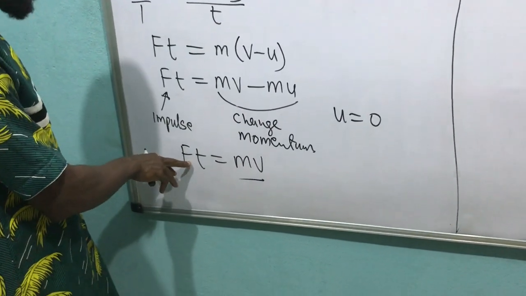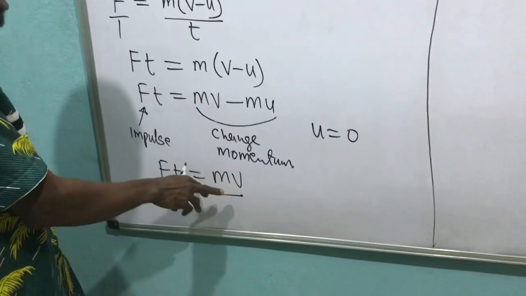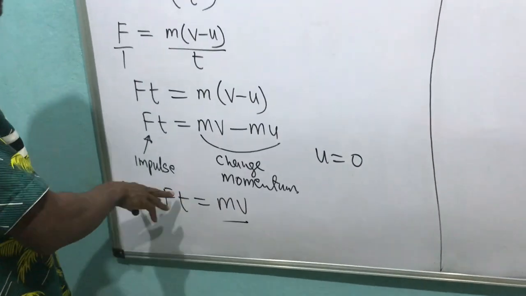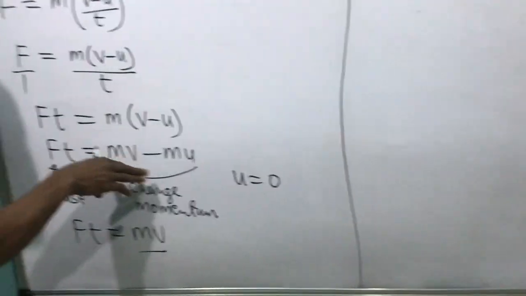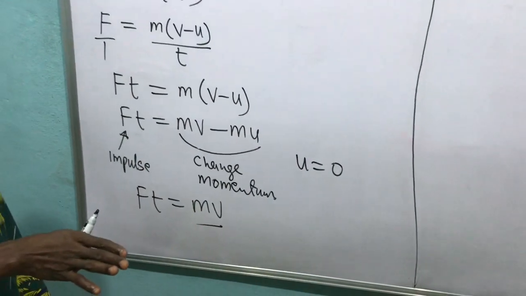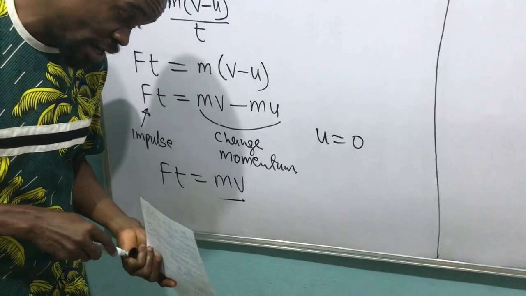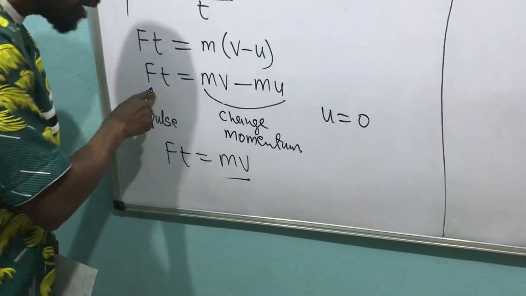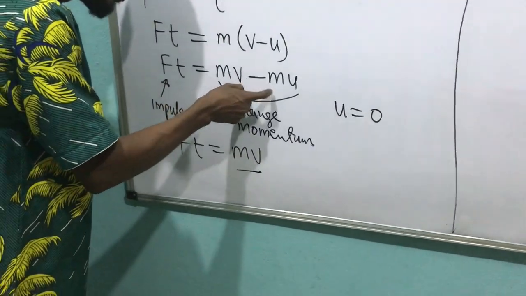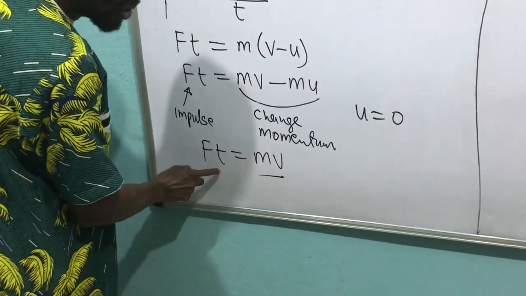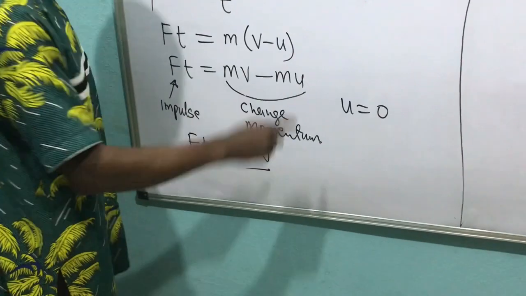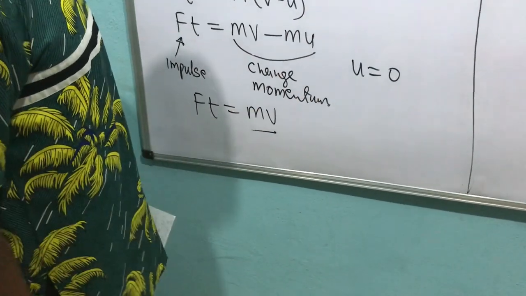Then the unit of this impulse is the same thing as the unit of momentum. The unit of this impulse is also the same thing as the unit of change in momentum. I think you get what I'm talking about. The unit of impulse is the same as the unit of change in momentum, and the same as the unit of momentum.